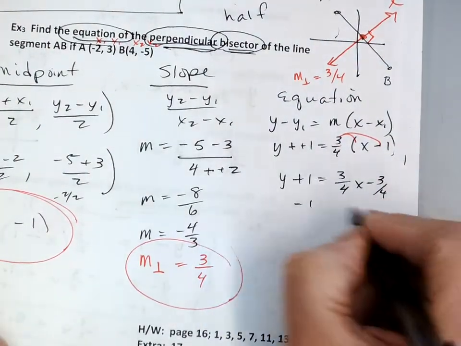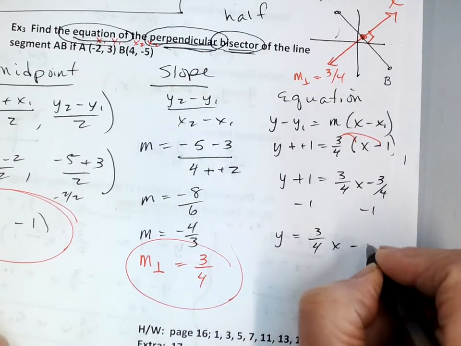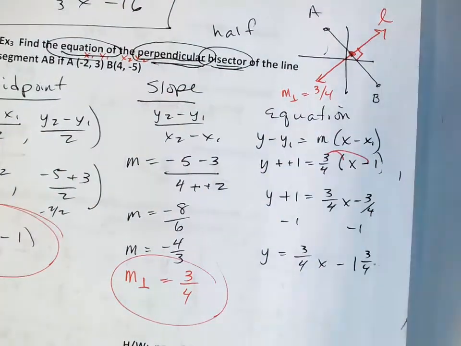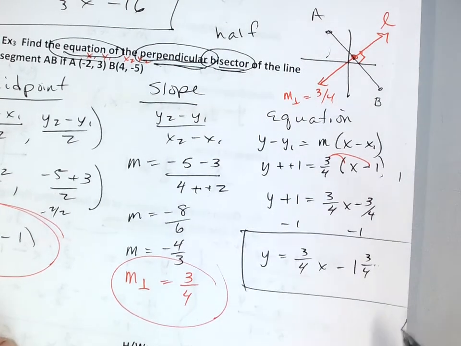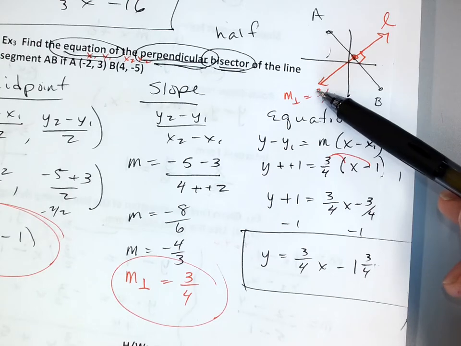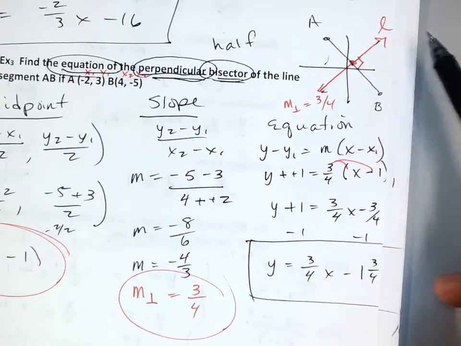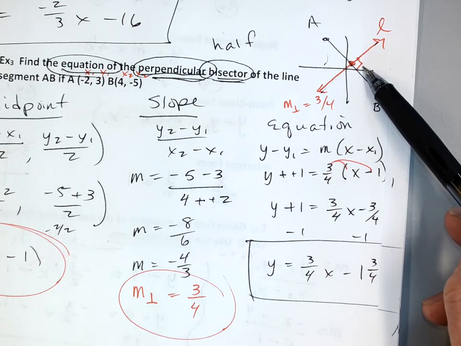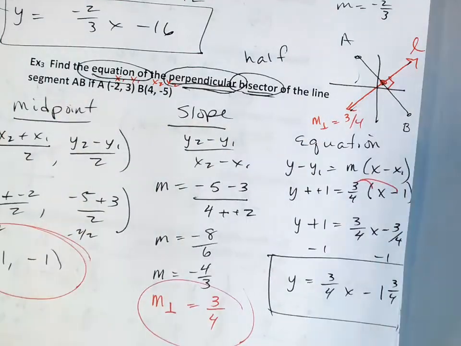Subtract 1. So my picture is way off, but that is the answer. Okay, so let me go ahead and put a box around it. So this is the equation, and I really didn't draw it very well because it should be further down. This is the equation of the red line. It goes through the middle of AB, so it bisects it. It crosses it at 90 degrees because it has the opposite slope. Okay, how's that? How's that?